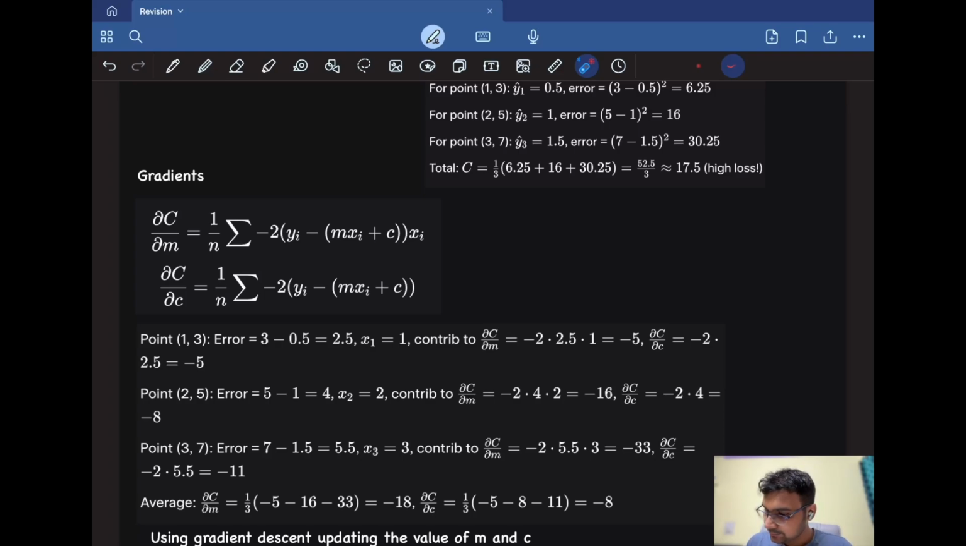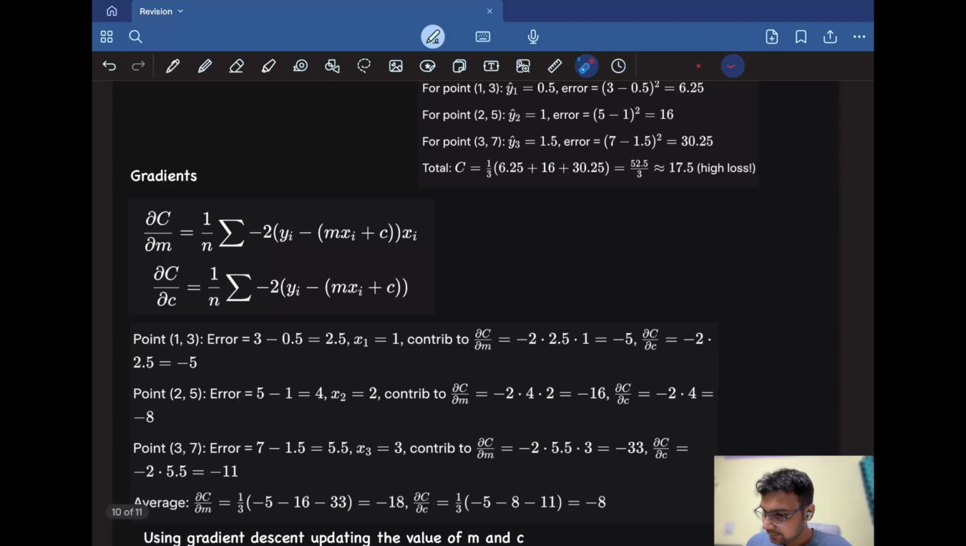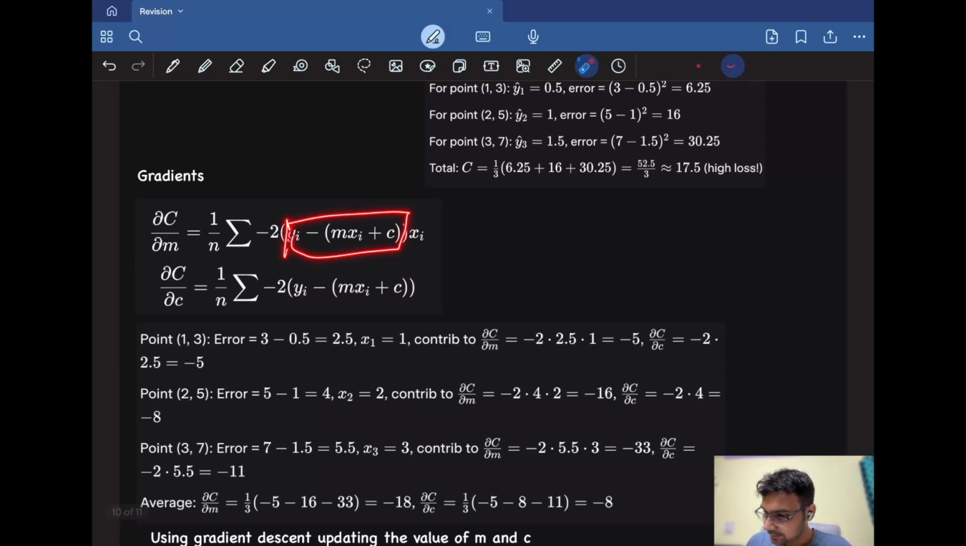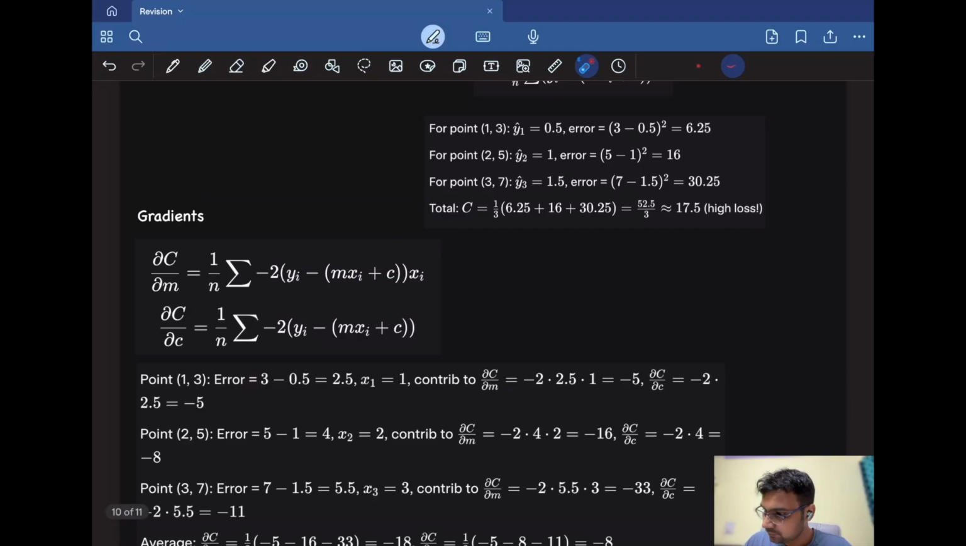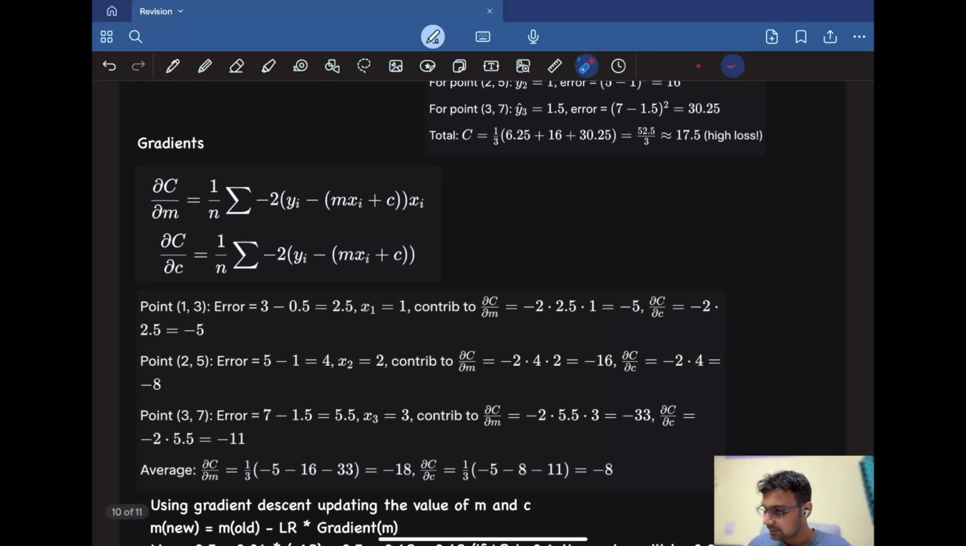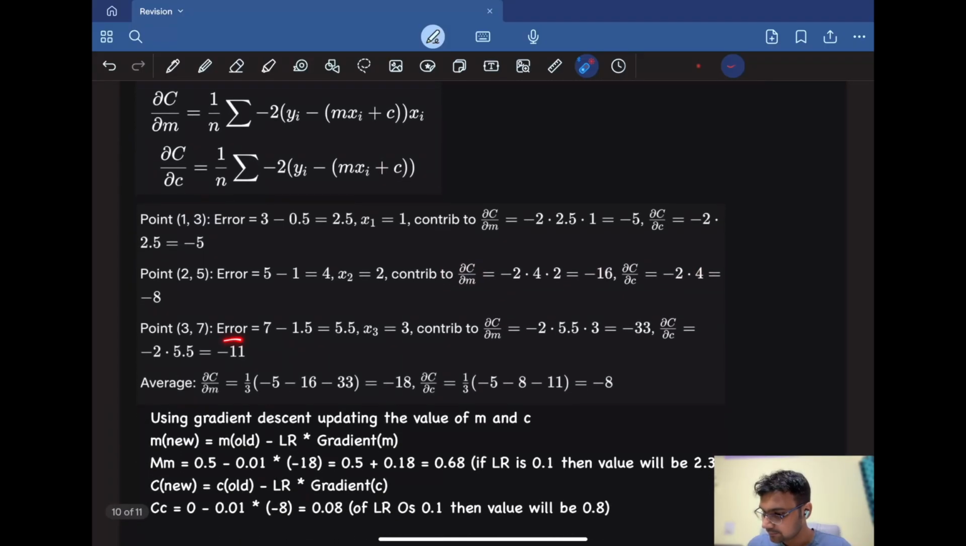So if we calculate the first term, the error is this part. The error is 3 minus 0.5. Okay, this is the error. The x value for the first is 1. So this value will be minus 2 into 2.5, and for the c term, 1 minus 5, and this value is this one. Similarly, we have calculated for the next sets: minus 16, and the next set minus 11 and minus 33. If we average it out to calculate the total average gradient, it comes out to be minus 18, and for the other, minus 8.